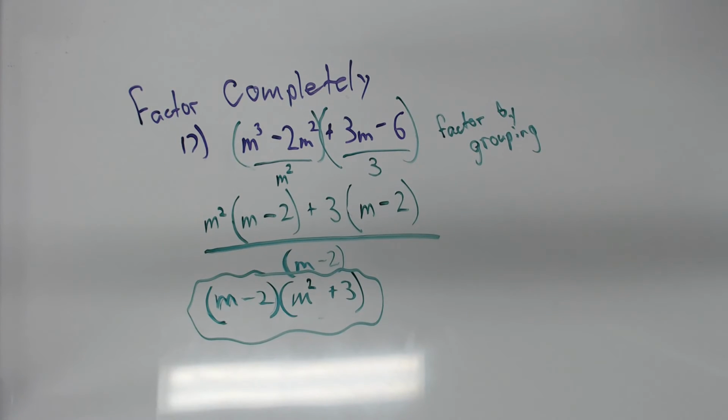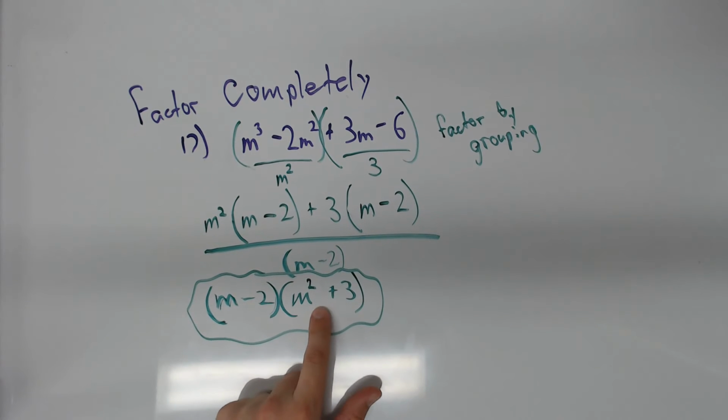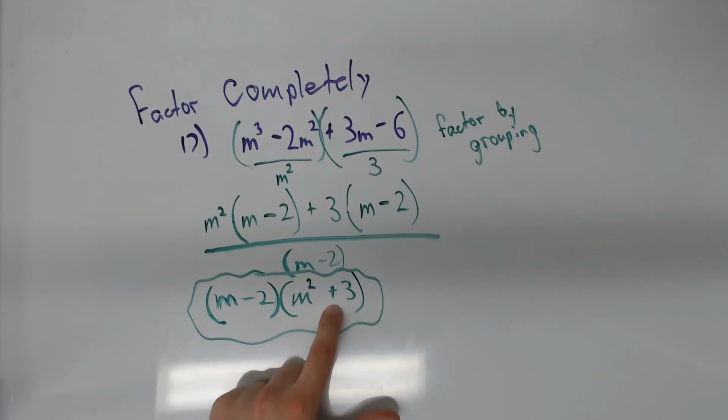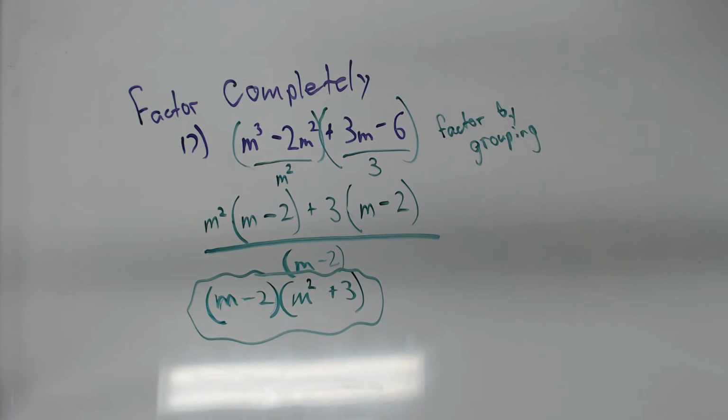That's all we have to do for this one, because there's nothing else to factor here. Sometimes we'd be able to factor the m squared term, but not this time, because I'm not going to be able to find something that works. If it was a difference of squares, like m squared minus 4, then I could keep going, but not this time.